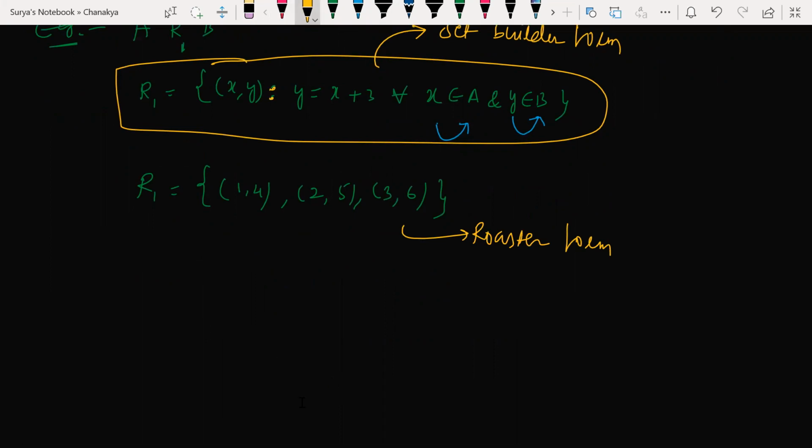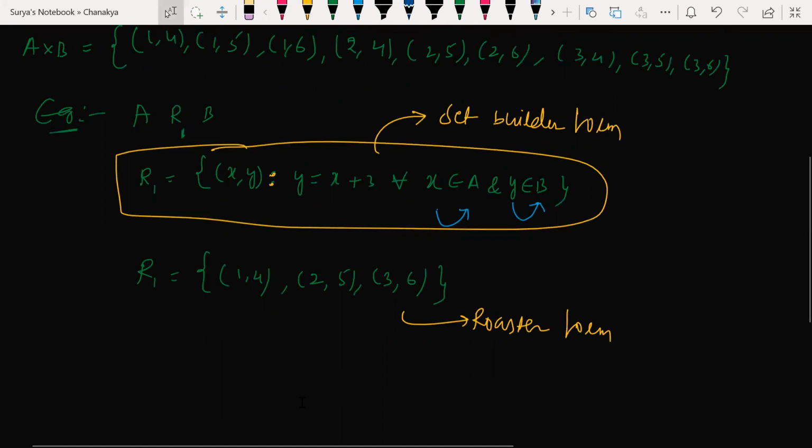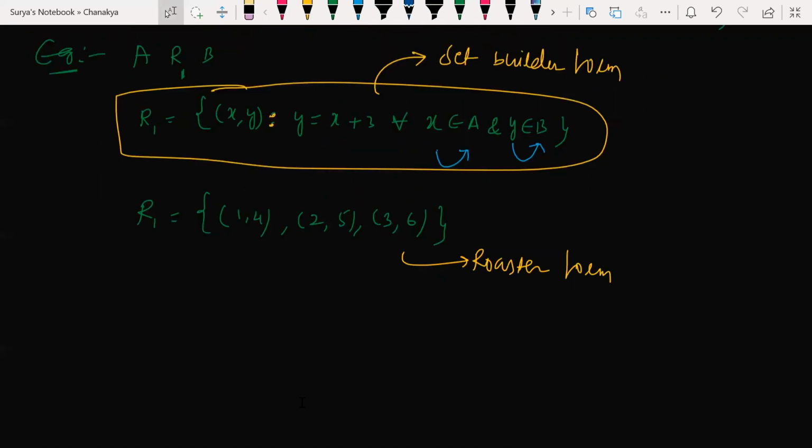Sir, you wrote one relation here. Is this the only relation possible from set A to B? No, there could be many relations from set A to B. I just took an example that this is a relation, Y is equal to X plus 3. By taking this condition, I just framed one relation. There could be many relations, like X is equal to Y plus 4. There could be any relation.